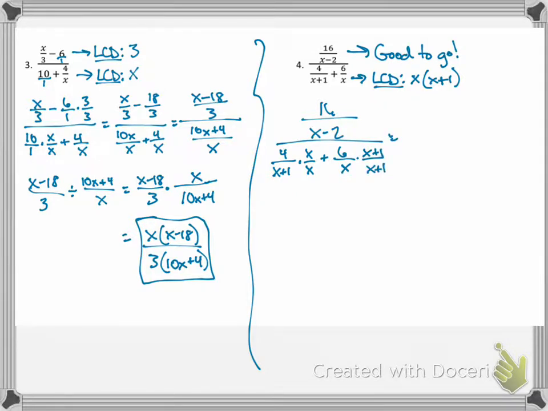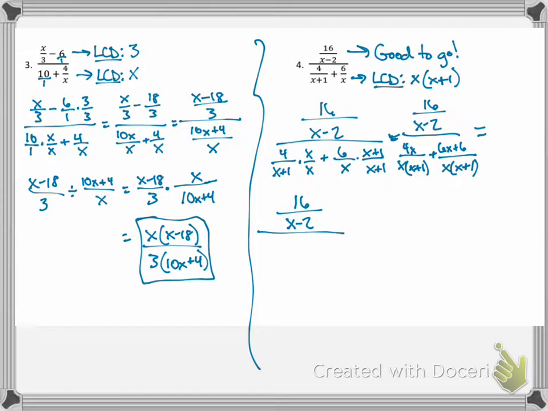So my top is going to stay the same, like I keep referencing. The bottom, I'll have 4x over x times x plus 1, plus 6x plus 6 over x times x plus 1. And we'll simplify from there. So I'll have 16 over x minus 2, all over, that'll be 10x plus 6 over x times x plus 1.